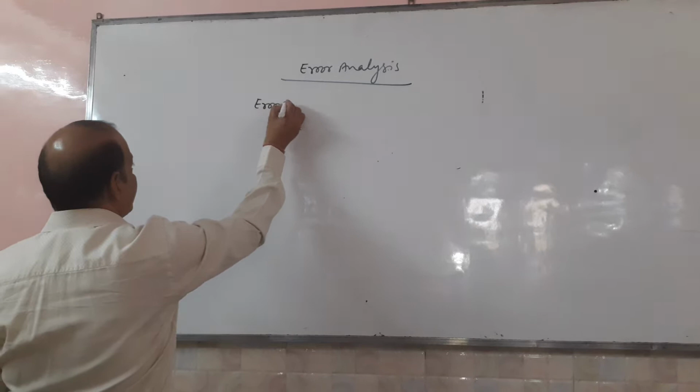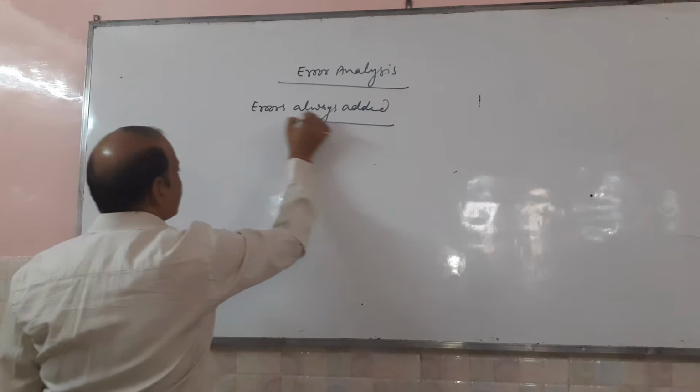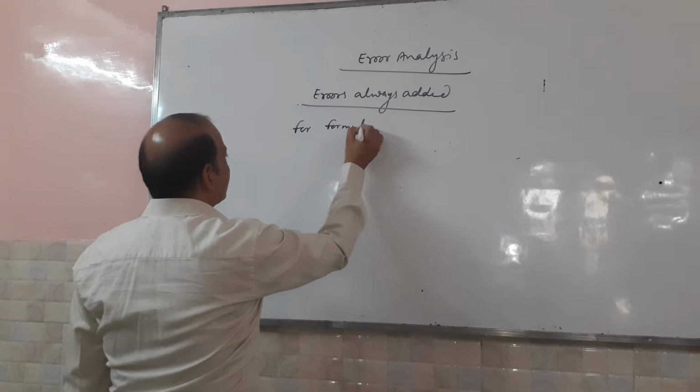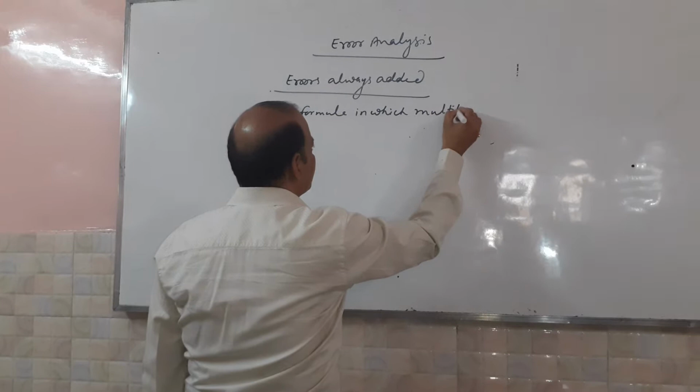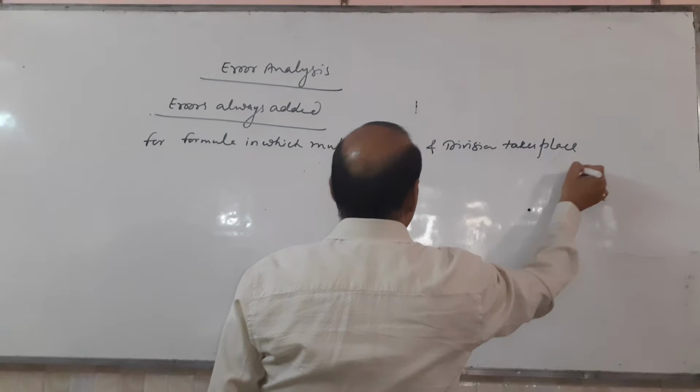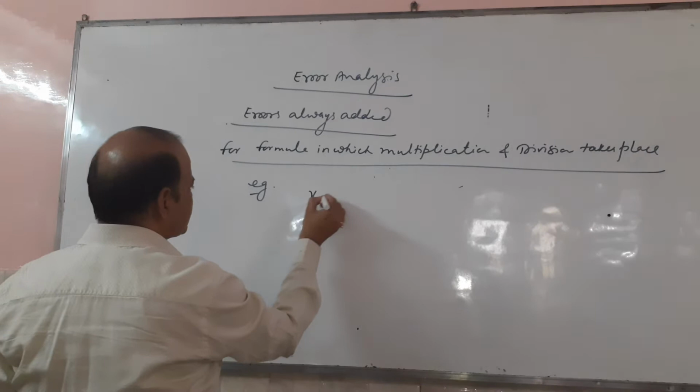Errors are always added for a formula in which multiplication and division take place. For example, x equal to a b square upon c cube.